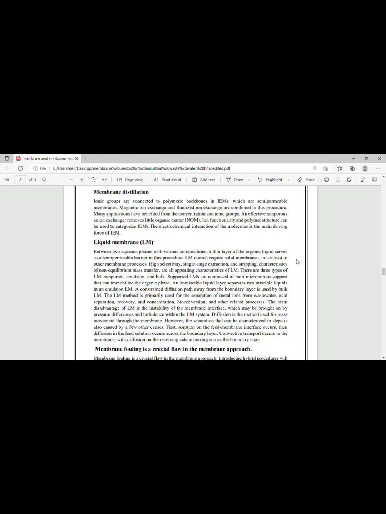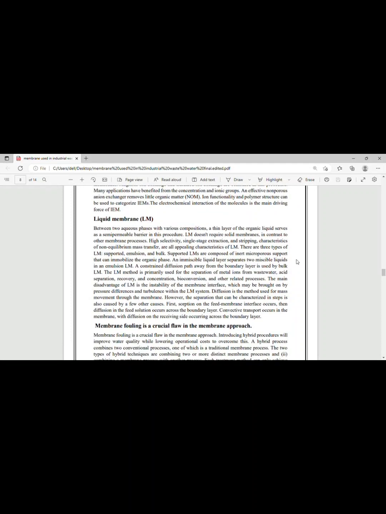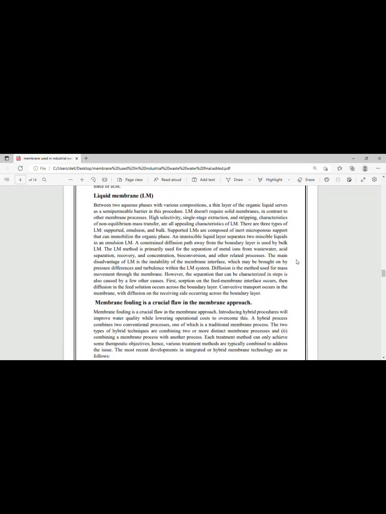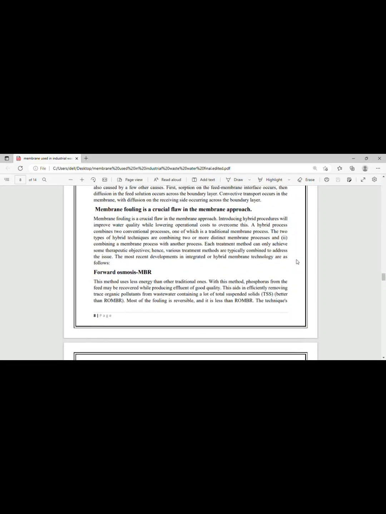However, the separation, which can be characterized in two steps, is also caused by a few other factors. First, sorption on the feed membrane interface occurs when the diffusion in the feed solution occurs across the boundary layer. Convective transport occurs in the membrane, with diffusion on the receiving side occurring across the boundary layer. Membrane fouling is a crucial flaw in the membrane approach.